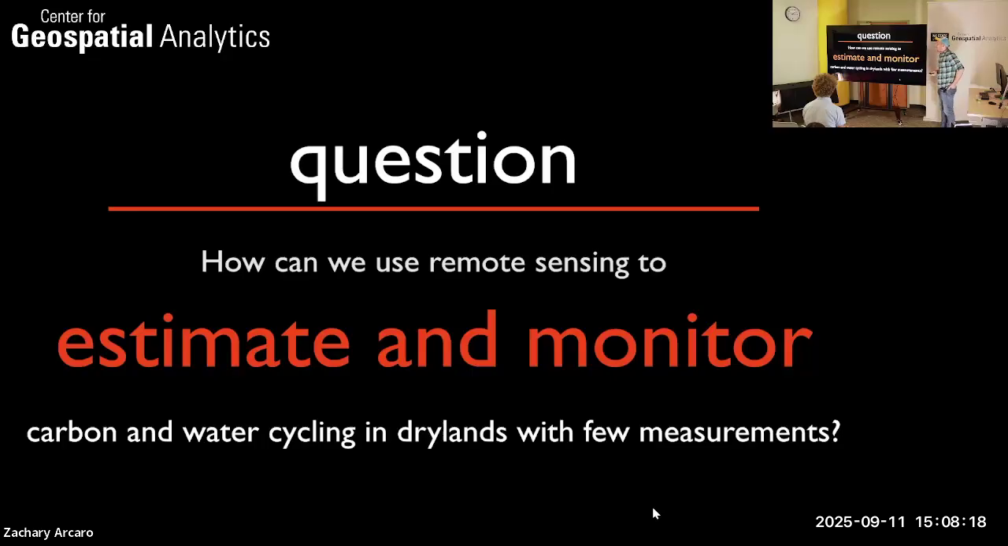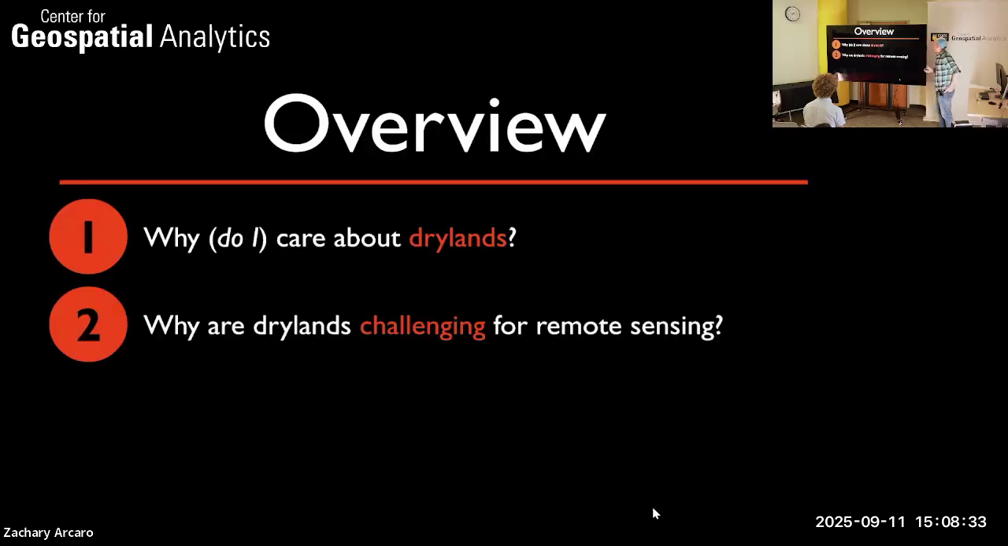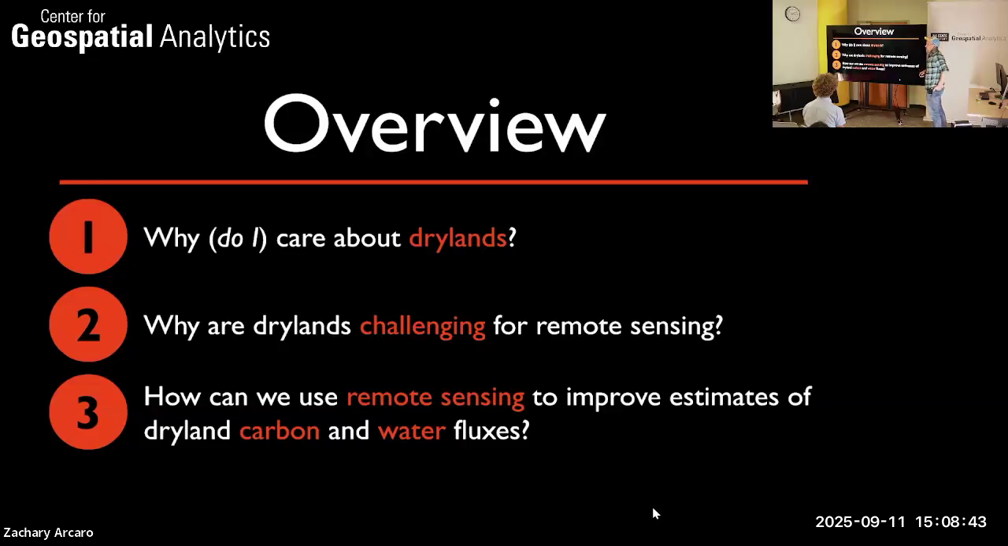So this is the main question that I'm going to address today. So I'm going to talk about a couple things. I'm first going to answer the question, why do we care about drylands in the first place? And more specifically, why do I care about drylands, which is a slightly different answer than why you should care about drylands, perhaps. I'm going to talk about why drylands are challenging from a remote sensing perspective, what it is about them that's unique compared to more humid systems. And then I'm going to spend some time talking about what we're doing to try to overcome some of those challenges and to be able to improve our estimates of remotely sensed carbon and water fluxes.